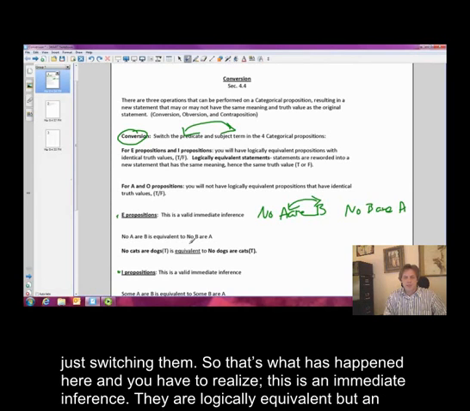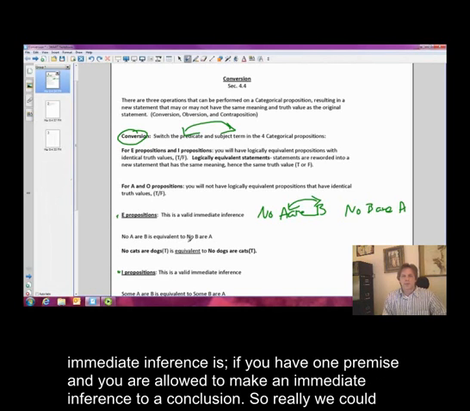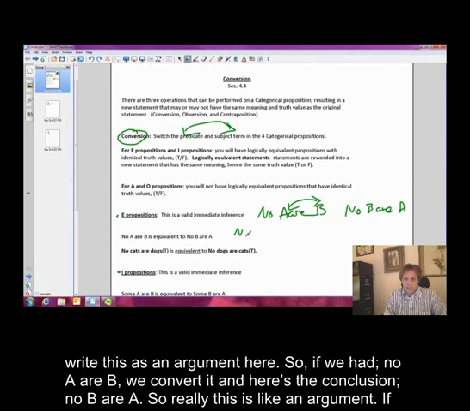So that's what's happened here, and you've got to realize this is an immediate inference. They're logically equivalent, but an immediate inference is when you have one premise and you are allowed to make an immediate inference to a conclusion. So really, we could write this as an argument here. If we had no A are B, we convert it, and here's the conclusion.